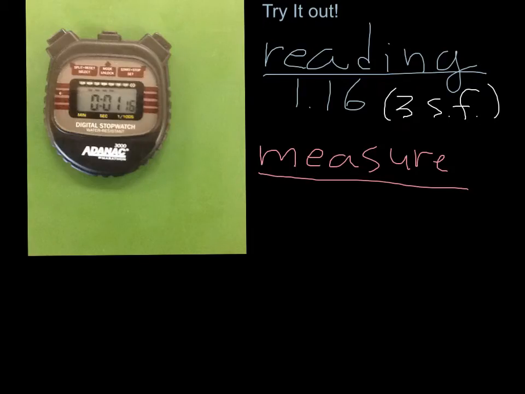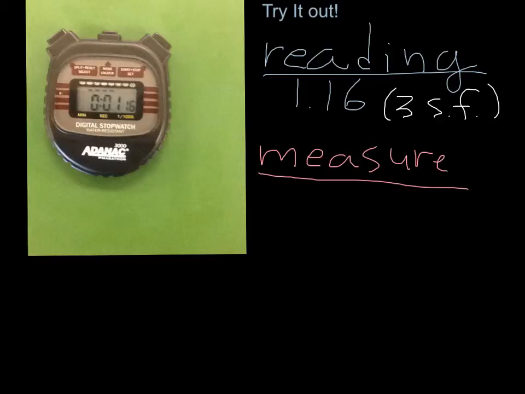Okay, physicists, it's your turn now. Time for you to try out these rules for significant figures when recording measurements. For your first test, we have a stopwatch that has recorded a time here, and I've already told you that the reading is 1.16, so it has a total of 3 significant figures. The question is, what will you be recording for your measurement? Pause now, give it a thought, and then hit play again to have the answer revealed.